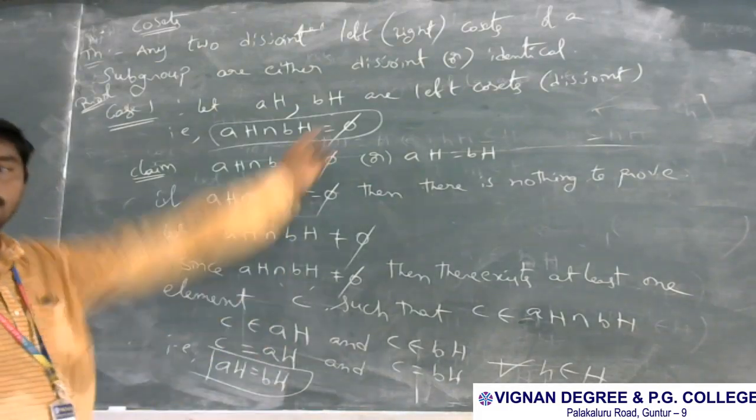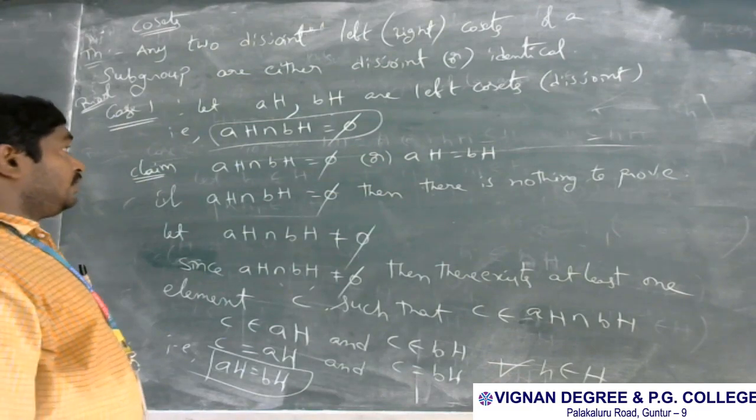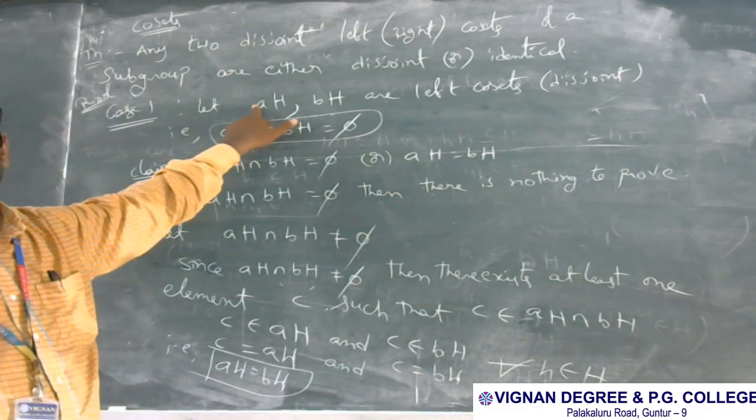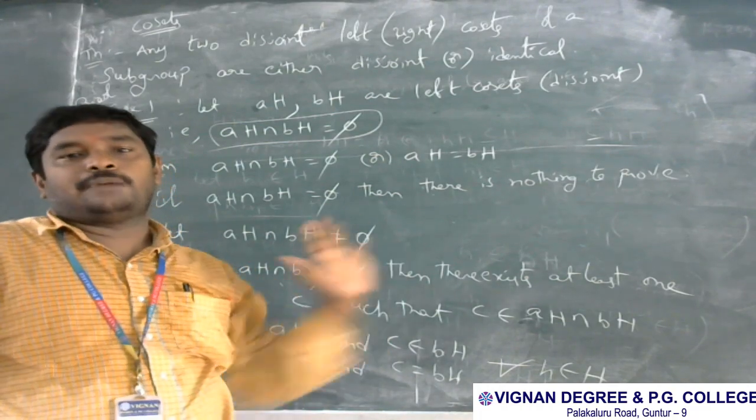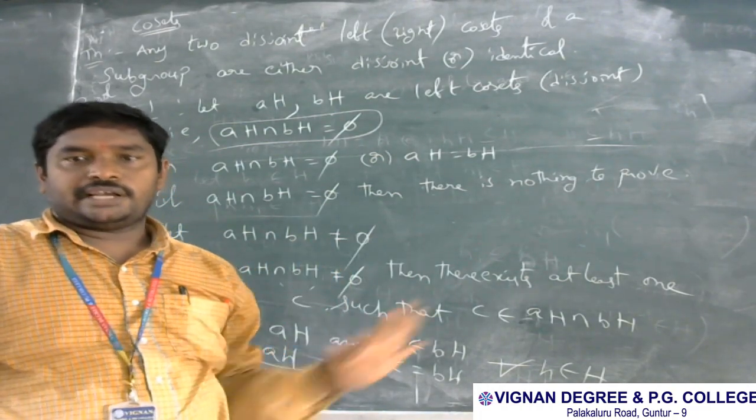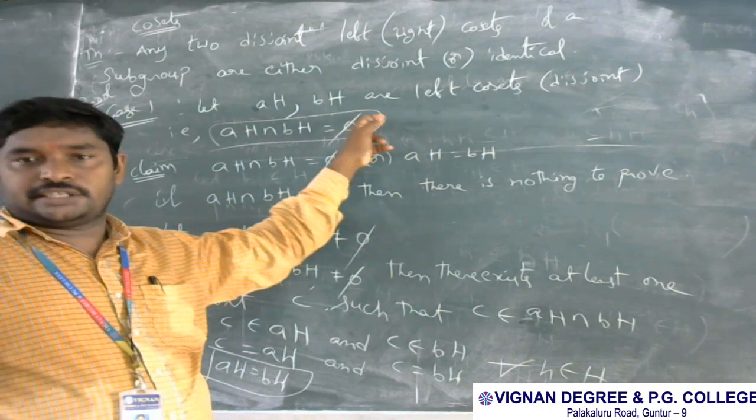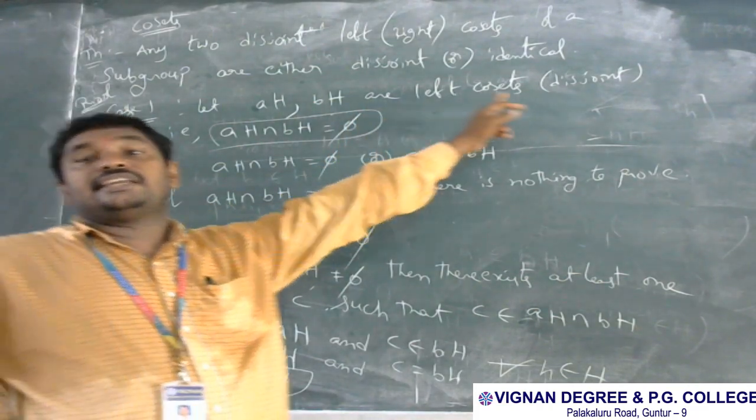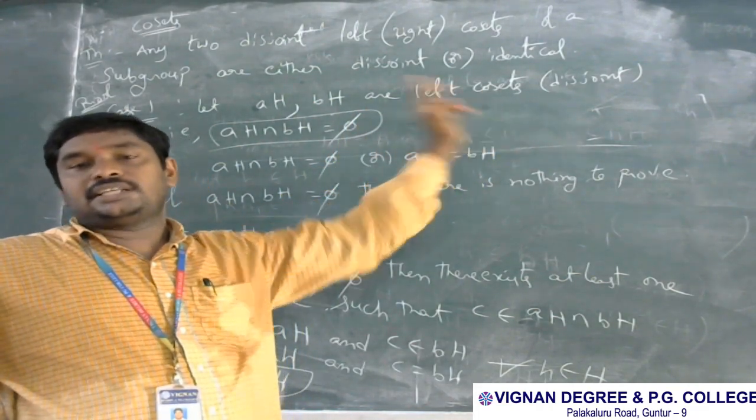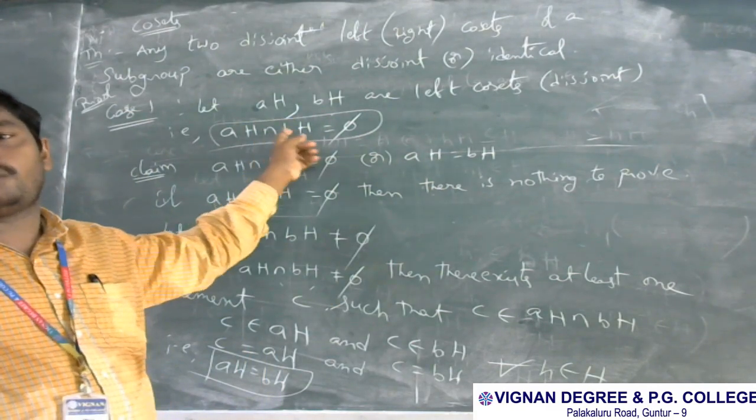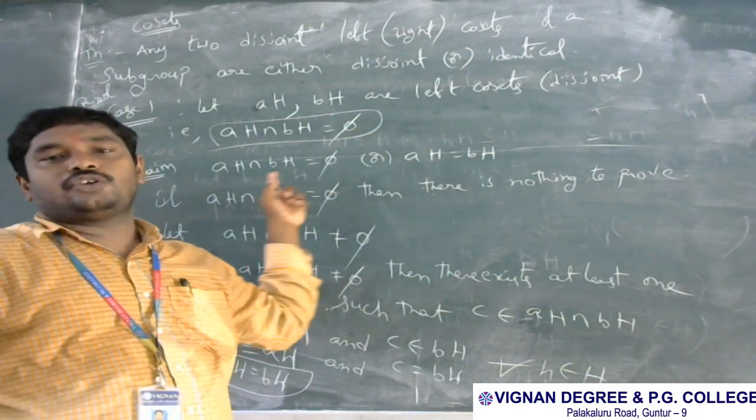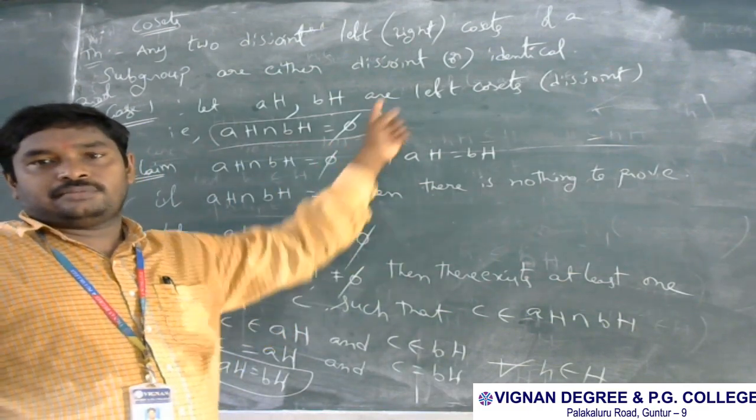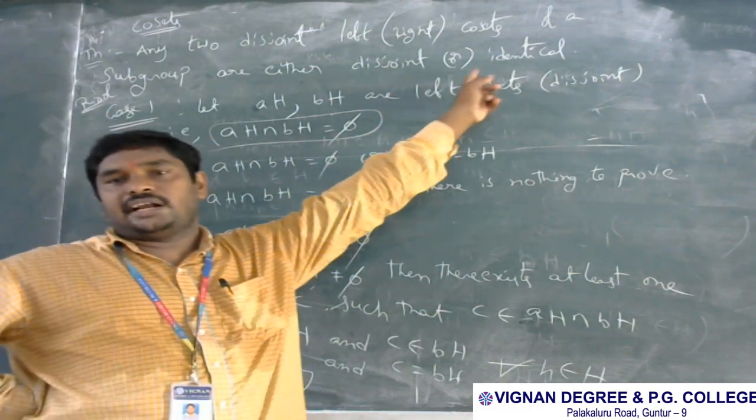First, let us see the theorem statement: any two left or right cosets are either disjoint or identical. I am proving the left cosets first. Take two left cosets aH and bH. Take them disjoint, which means there is no common point, so the intersection equals the empty set. Now what we have to prove is the claim: either disjoint or identical.